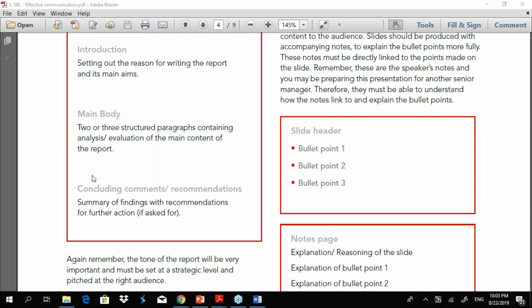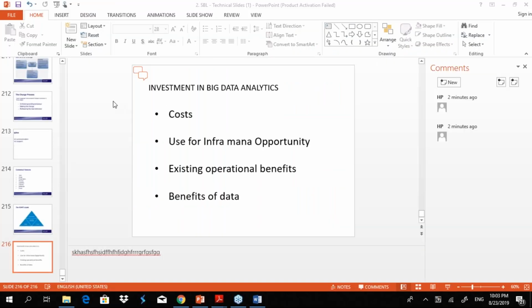Right? So how will we do it in a paper format? Put a box and show that it is a slide, and inside that box you write investment in big data analytics and you write 4 bullet points. So this is the only place where you can do bullet points. Don't write 3-4 lines for a single bullet point. Keep it short, and then you can explain this at the bottom, and that's your supporting or accompanying notes.